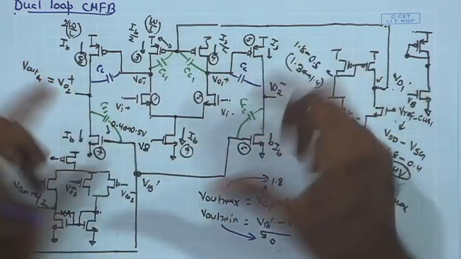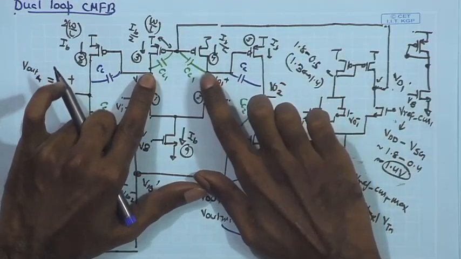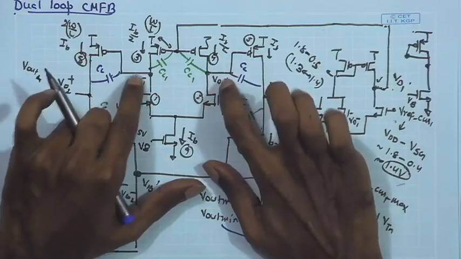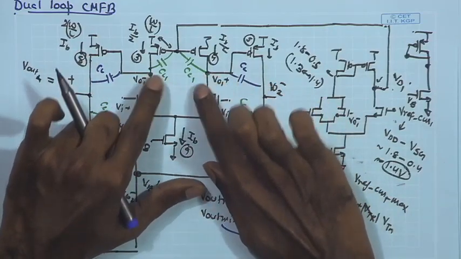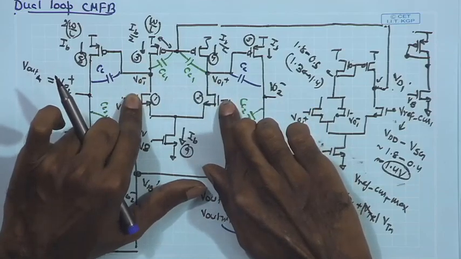So, for the differential half circuit, while doing the frequency response, you will have to treat this CC1 as load capacitance, or additional load capacitance, coming at the output of the first stage.